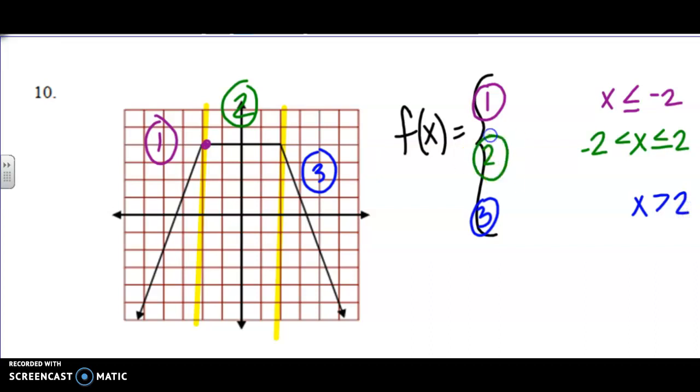Okay? Now the second one is a nice horizontal line right there. So at 1, 2, 3, 4, automatically it has a value of 4. There's 0 slope. So that section, that second piece, is done. Okay?